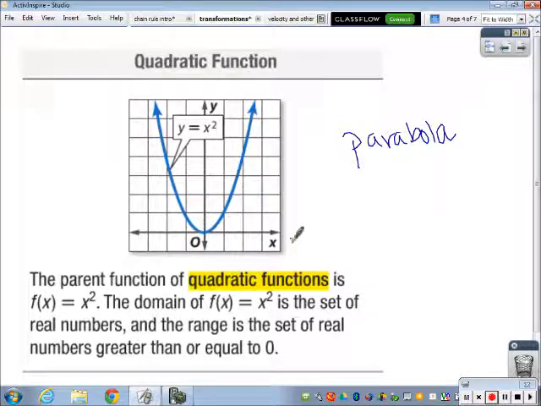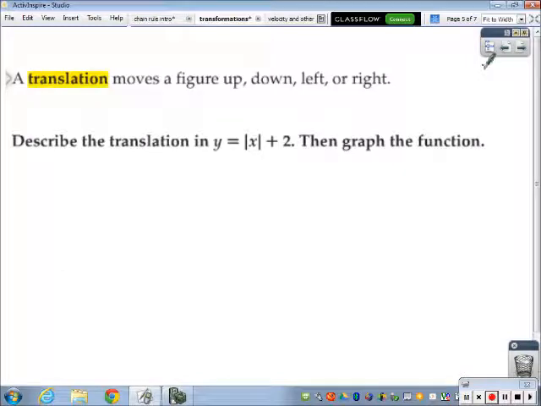The domain of a parabola is the set of all real numbers, so it will continue to expand infinitely to the left and to the right. And then the range, because it's x squared, when you square a number, it will always be positive because a negative times a negative is a positive, and a positive times a positive is a positive. So our domain is all real numbers, but our range is the set of real numbers greater than or equal to 0. This is the parent function of quadratics, which is y equals x squared. So those are some examples of parent functions.